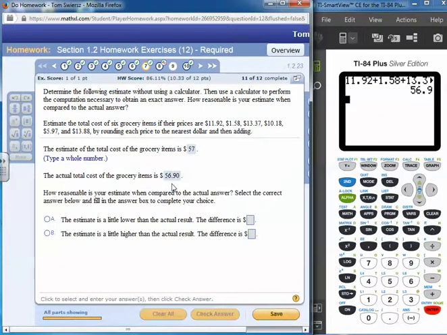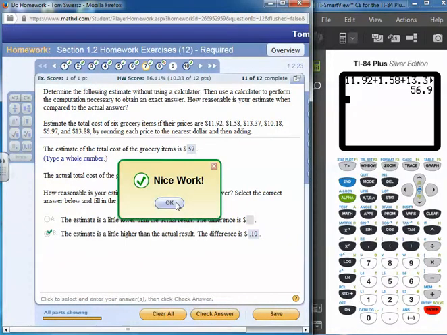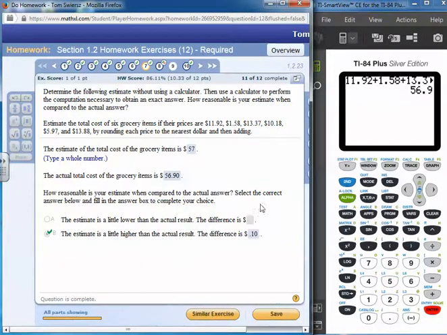All right, and the estimate, of course, is a little bit higher by what? 57 minus 56.90, we can do that in our head, is 10 cents. Don't forget to put your decimal. So subtract the two answers and get your answer for the difference. Very good.